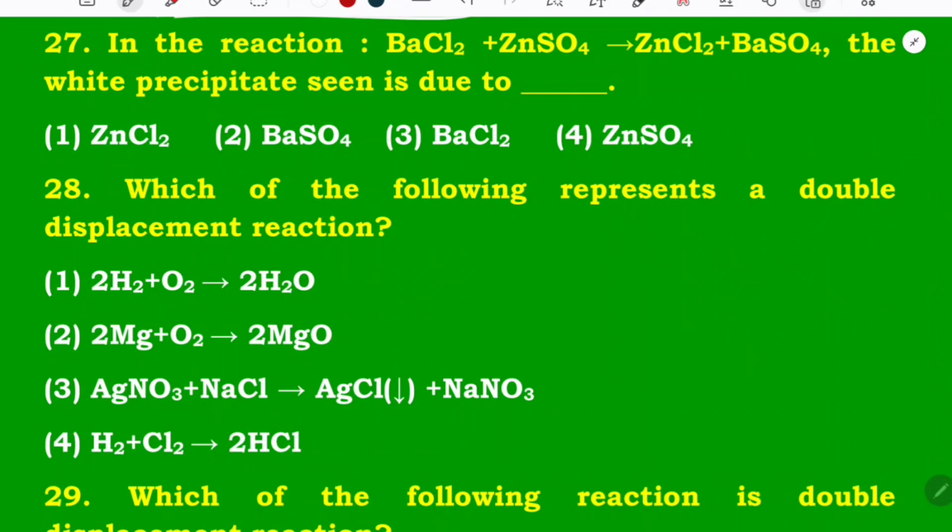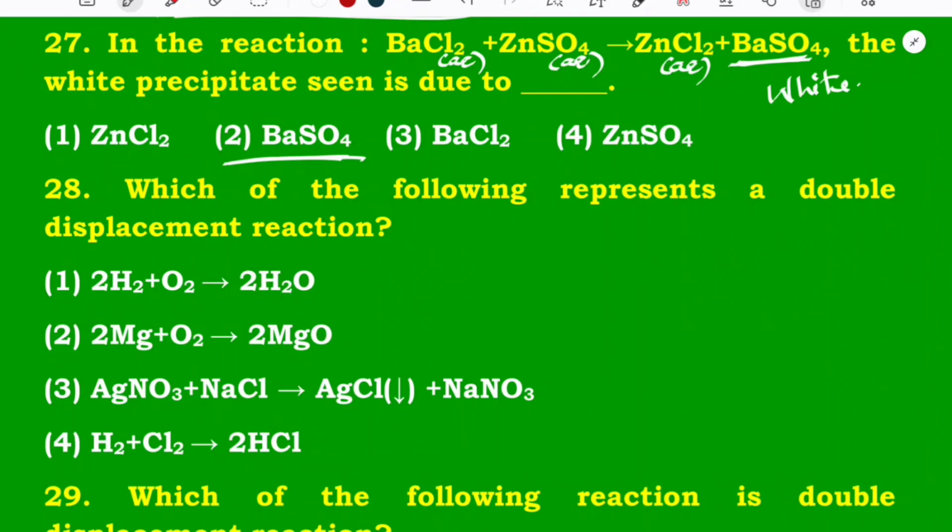In the reaction BaCl2 plus ZnSO4, barium chloride and zinc sulfate give zinc chloride and barium sulfate. The white precipitate is seen in which? Already we discussed that barium sulfate is a white precipitate. Both reactants are aqueous solutions, and zinc chloride is also aqueous. It is a double displacement reaction. So the answer is 2, barium sulfate.